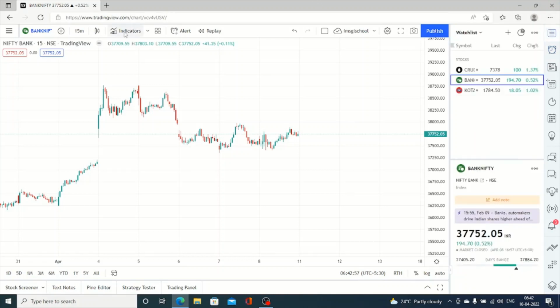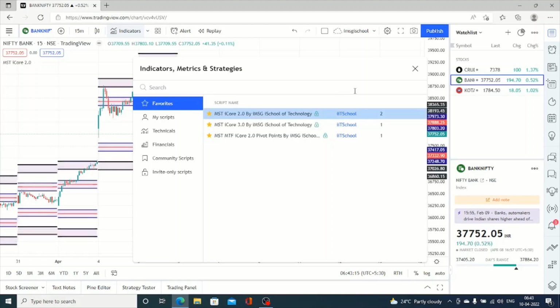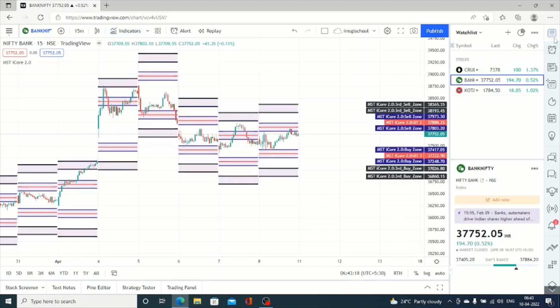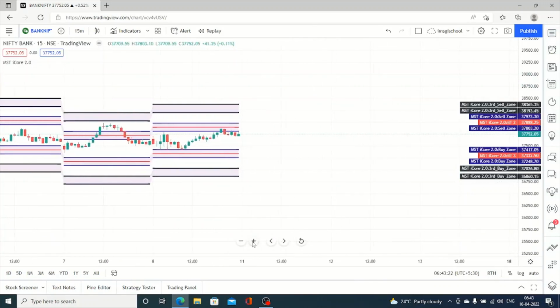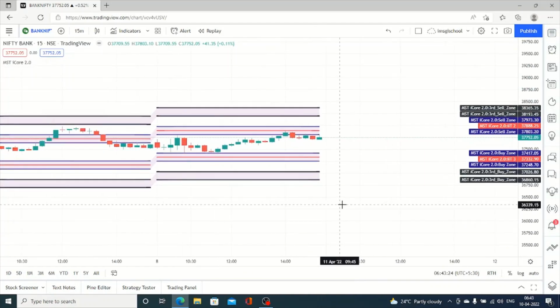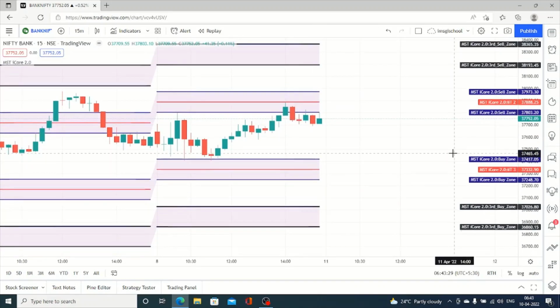Now coming back to our session. If you have subscribed already to our indicator, go to indicators, then it will be available in favorites, otherwise in the invite-only scripts. Now select MST iCore 2.0. Just one click is enough. Automatically it will come to your chart. Now just enlarge this and you can keep it in default settings.